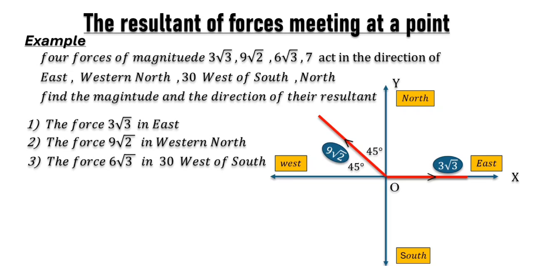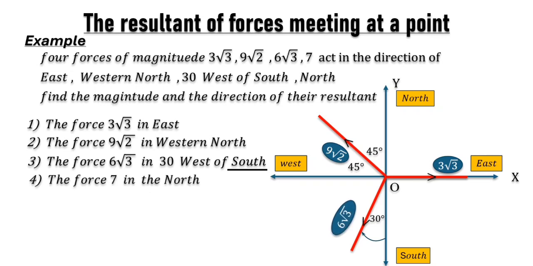Number 3, the force 6 root 3 is 30 degrees west of south. We'll take south and make an angle of 30, like this, in this direction. It will be 6 root 3. And the fourth one is 7 in the north, like this. It will be in the north.